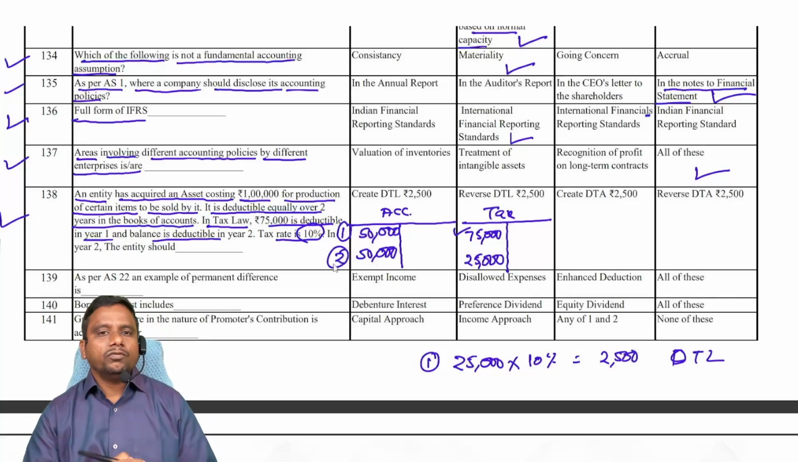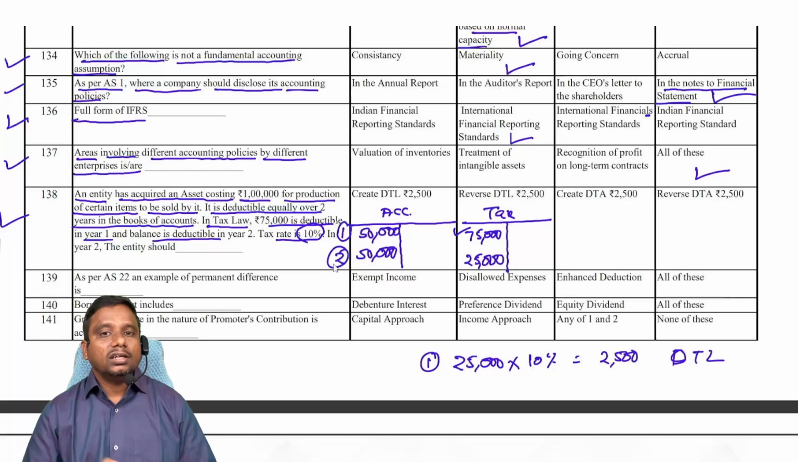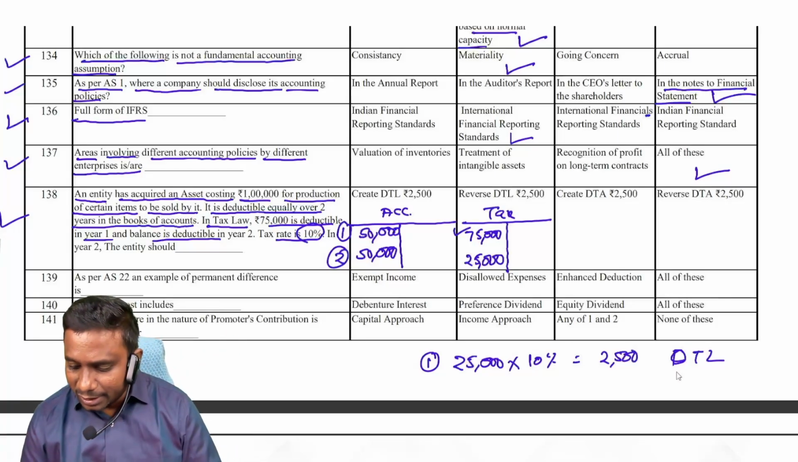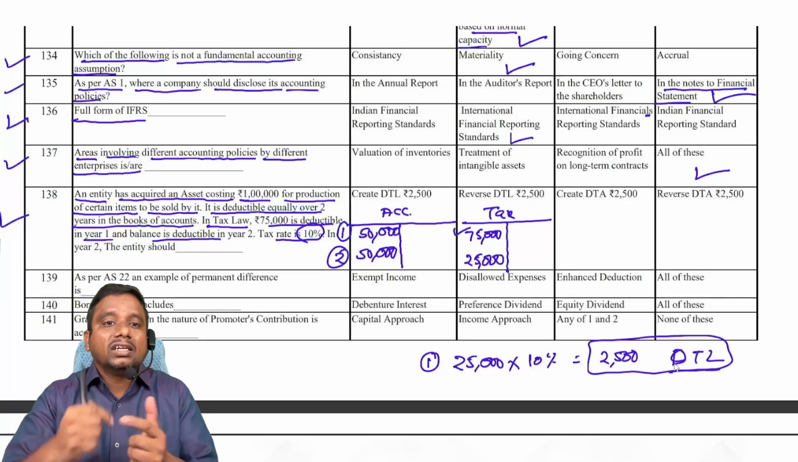Now come to second year. Second year accounting profit how much? 50,000. Whereas tax is how much? 20,000. As per accounts, profit decreases. As per tax, profit increases, because only 25,000 is debited now. Whatever deferred tax liability we have created in the previous year, now in the second year we reverse it.